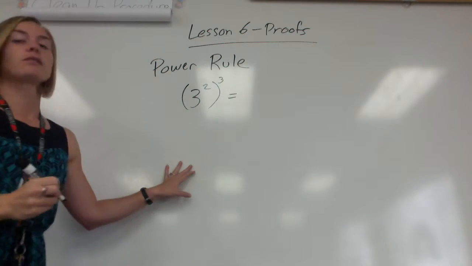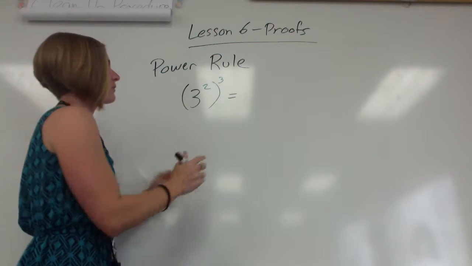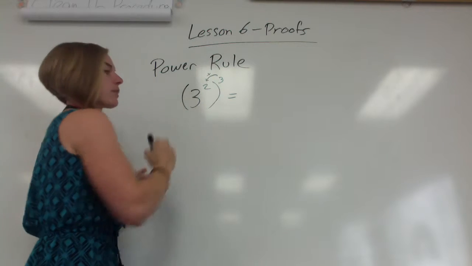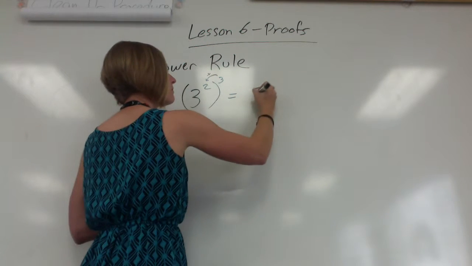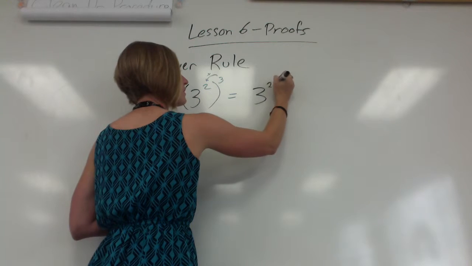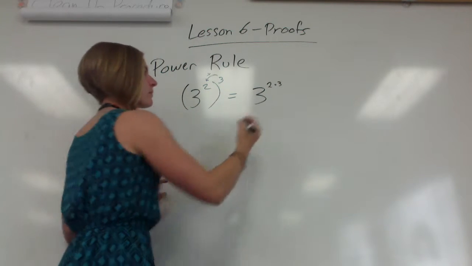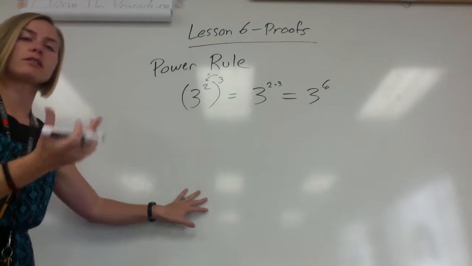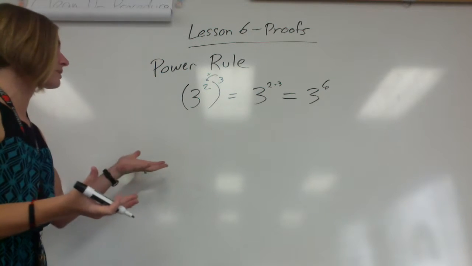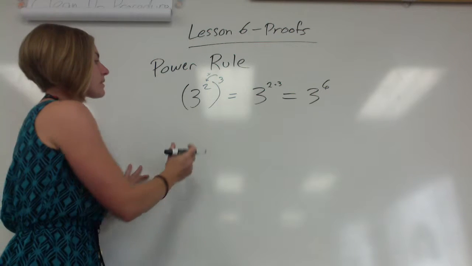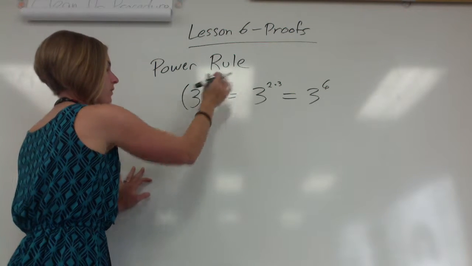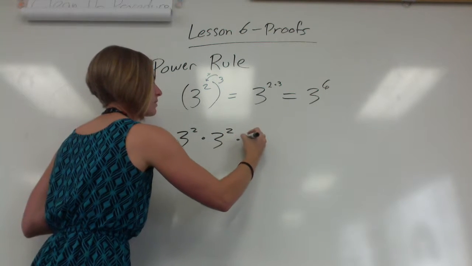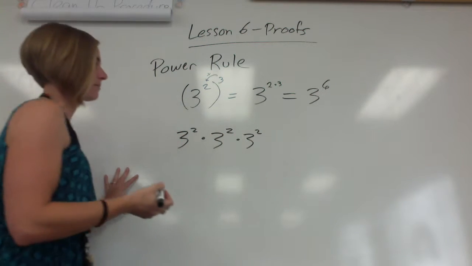All right, so remember the power rule says that if we have an exponent raised to an exponent, we can multiply these together. Okay, so this would become 3 to the second times 3. So this is just 3 to the 6th power. Okay, so let's look at how this works now, what this actually means. So this means that we have 3 squared 3 times. 3 squared once, 3 squared twice, 3 squared again.